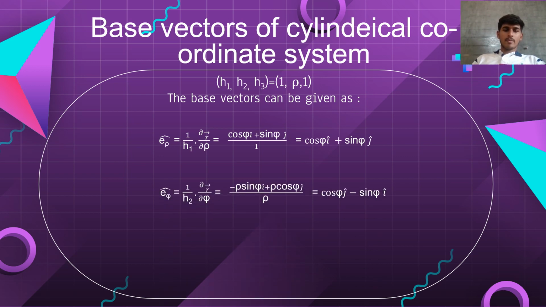For e phi, we get 1 by h2 into dou r bar by dou phi, which is minus rho sin phi i cap plus rho cos phi j cap divided by h2, whose value is rho. So we get cos phi j cap minus sin phi i cap. Then e z is equal to 1 by h3 into dou r bar by dou z, where the value of dou r bar by dou z is k, and value of h3 is 1. So e z value is 1 k cap.